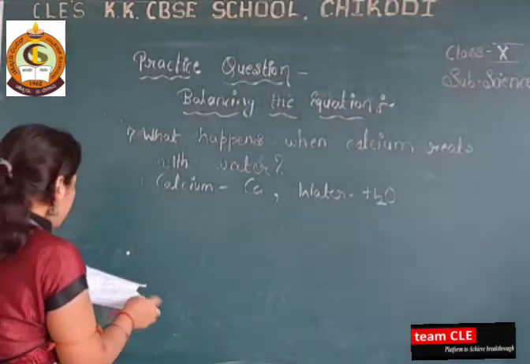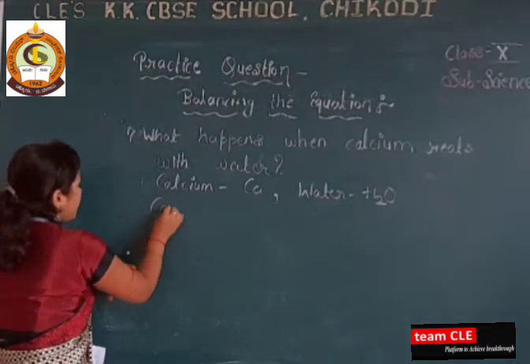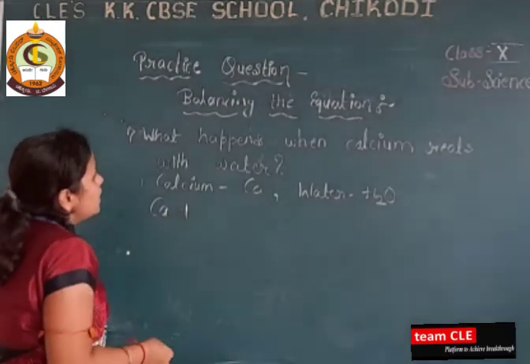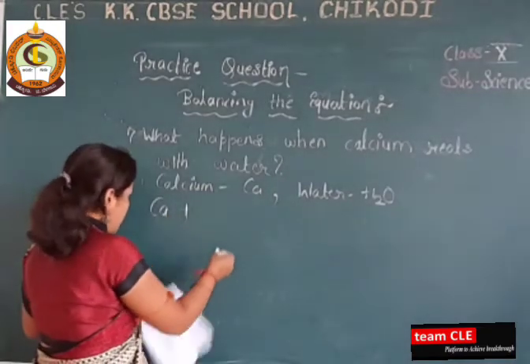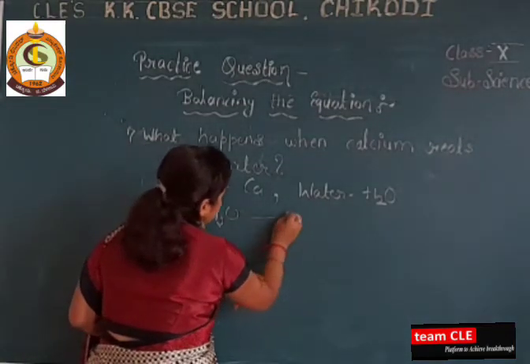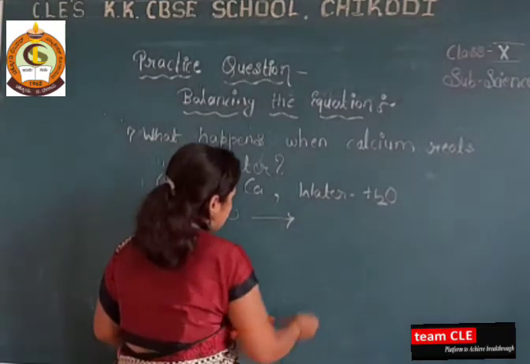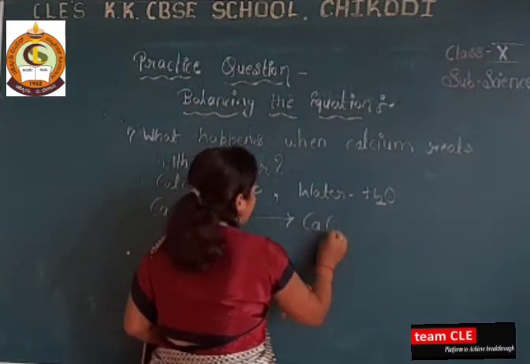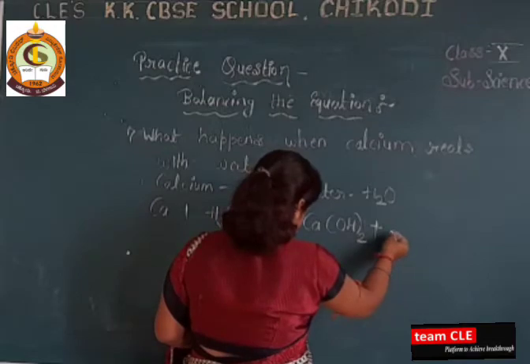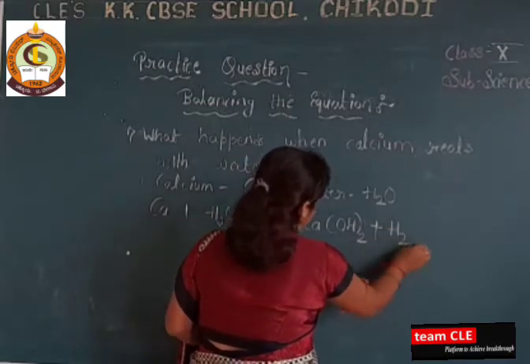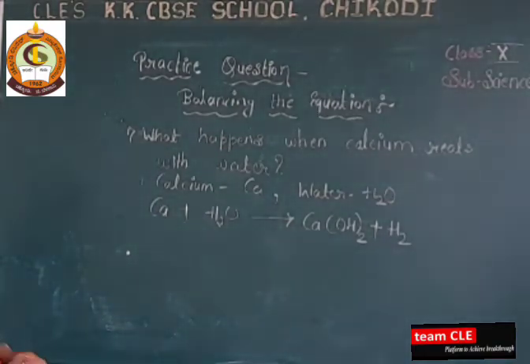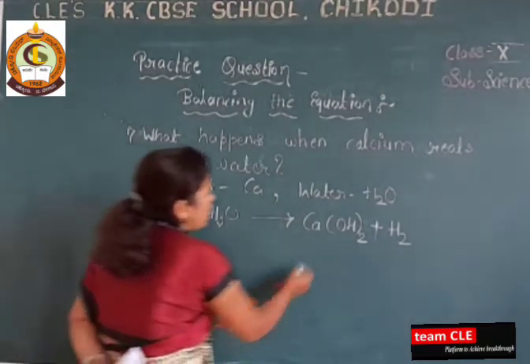So dear students, here what we have to write? Ca plus H2O, it gives us Ca(OH)2 with the formation of hydrogen gas. Okay, so dear students, how did we get this product?